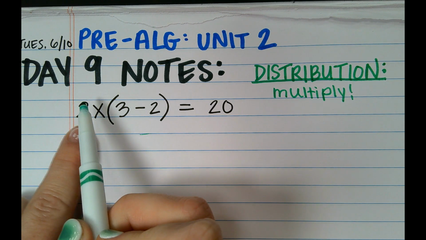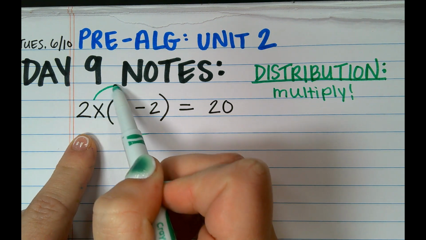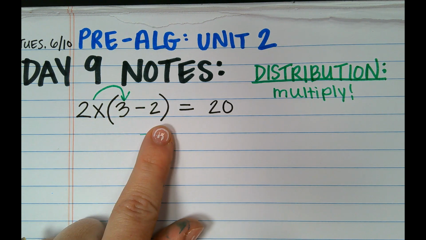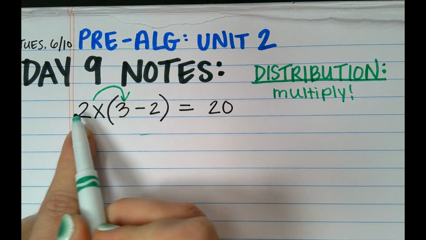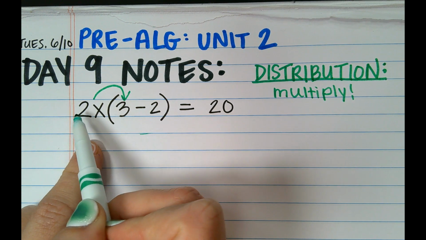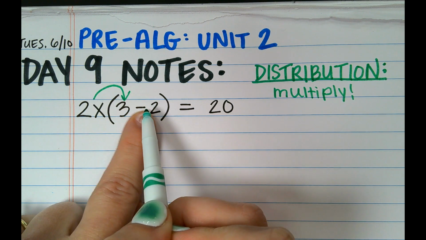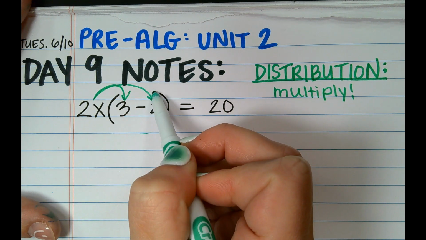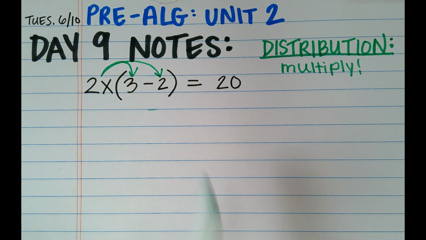Distribution is where we're multiplying one term or a number times each term inside parentheses. Does that sound familiar now? So if I have 2x, and then beside that, in parentheses, it means 2x times 3, and 2x times 2. So this is where we draw arrows, and we do these two little multiplication problems.